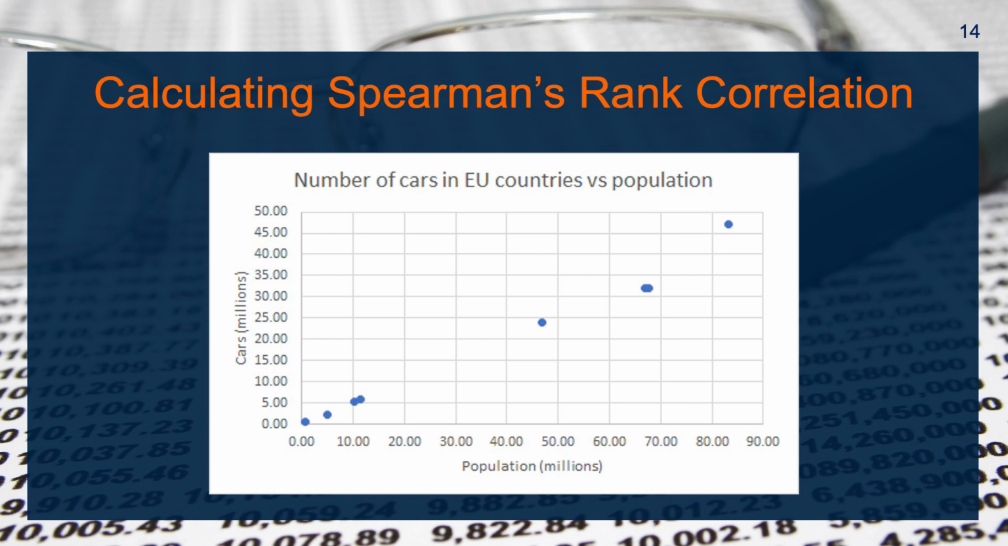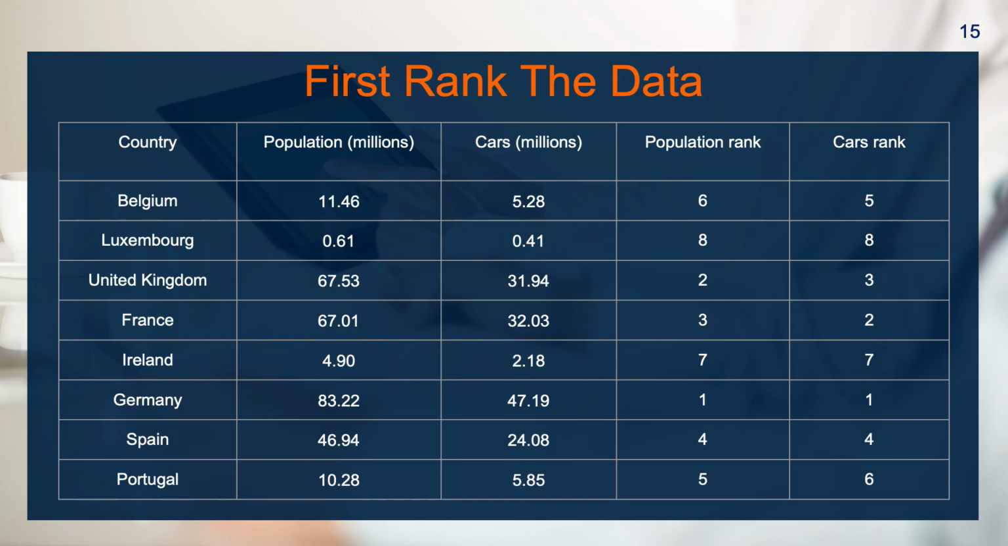So here we have some data. Basically this is the number of cars in EU countries, data taken from 2018, plotted against their population. Now you can see we have quite a large variation in terms of the actual numeric values, so this makes this a good candidate for a non-parametric test. First, we rank the data. So we rank the data for population, and then rank the data for the number of cars.